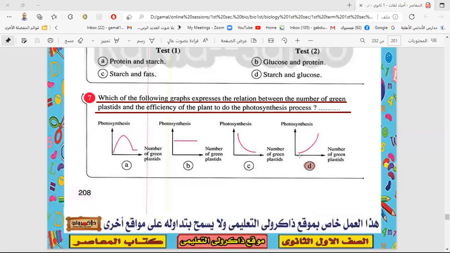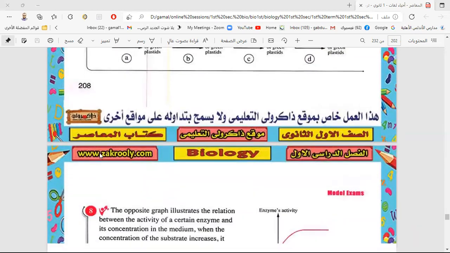As the number of green plastids increases, the amount of photosynthesis increases. But here it is inversely proportional. And here there is no proportion at all. And here it is directly proportional, then becomes inverse. This is not correct. The only correct answer is D. It's likely to be the correct answer. Because there is a direct relation between the number of green plastids and the amount of photosynthesis process. Let's move to another question.